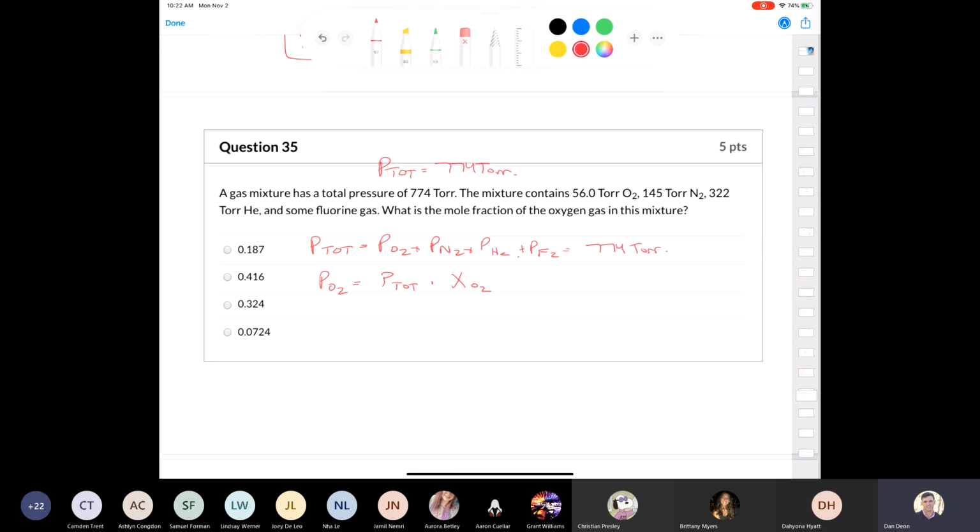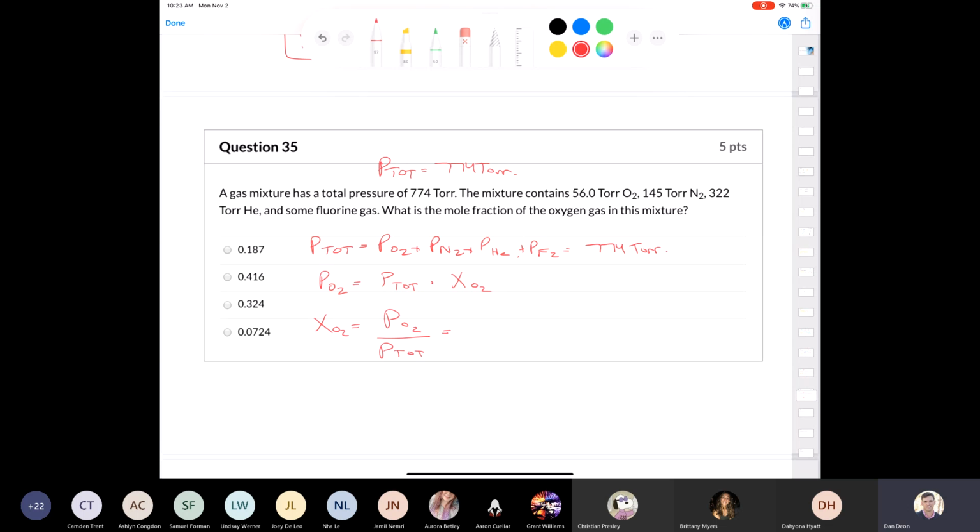And so the partial pressure of our oxygen is going to be equal to the mole fraction of our oxygen multiplied by the total. And our mole fraction of oxygen is going to be equal to the pressure of oxygen divided by the total pressure.